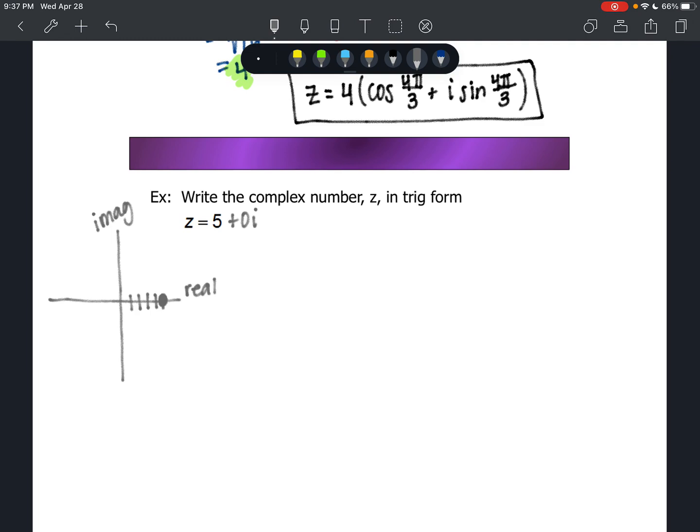So we can see, because we happen to be on an axis, that we can just do a straight count for our distance from the origin, and that distance is going to be 5. And then we can also tell exactly where this point is, that it is 0 radians. So theta is equal to 0. So writing this in trig form, we'd have z equals 5 times the quantity, cosine of 0 plus i sine of 0.